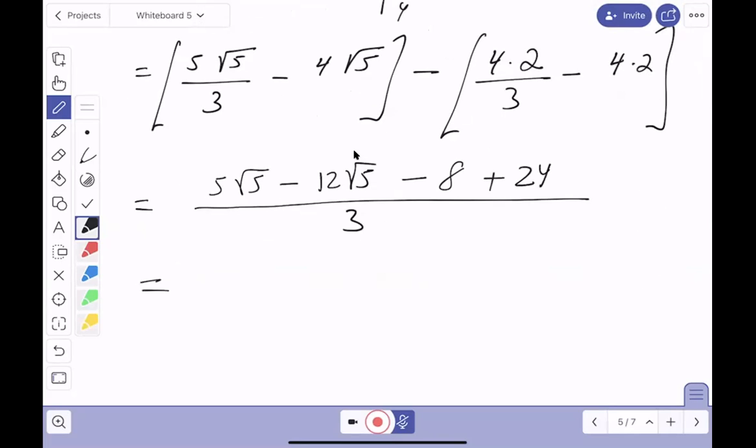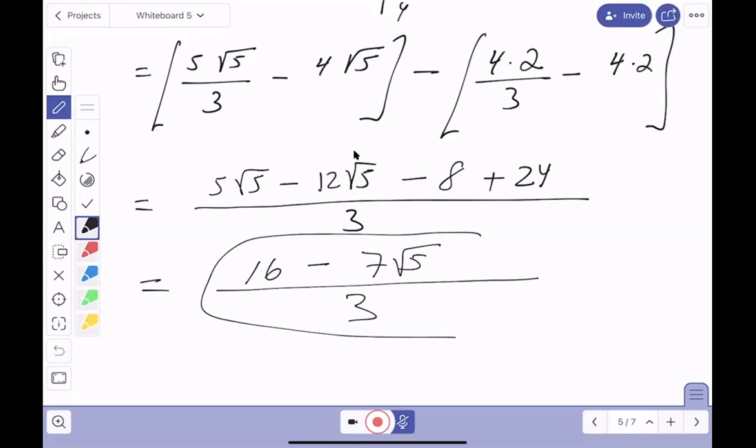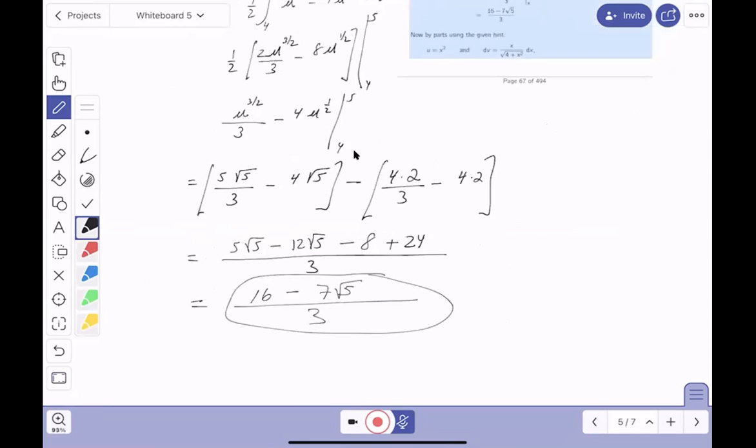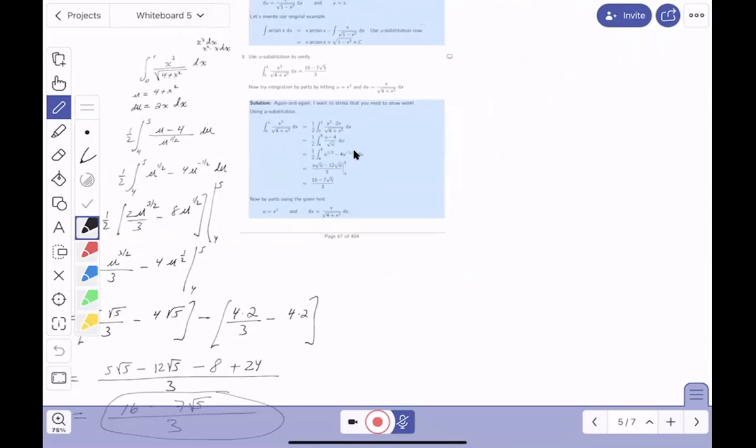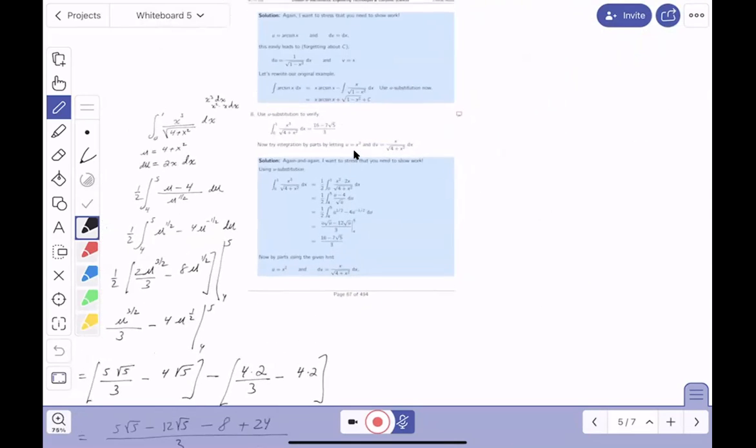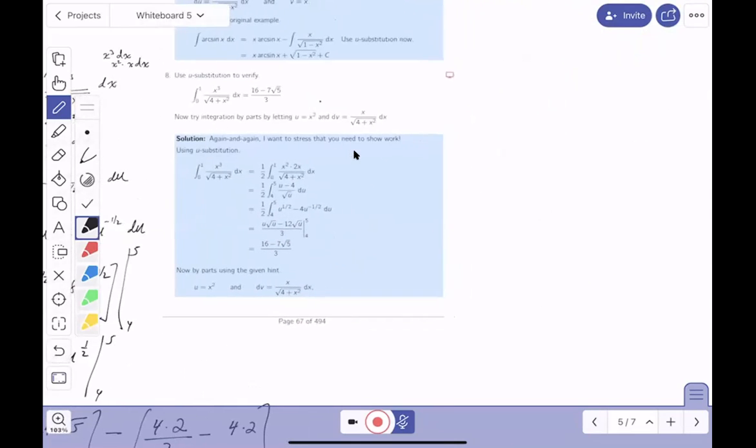Oh boy, I don't know if I'm going to get this one right. Arithmetic, right? 3 minus 8 plus 24 is 16 minus, that would be 7 root 5s, right? Let's take a look. 16 minus 7 root 5s over 3. I did it. All right, I did it. So I used u substitution.